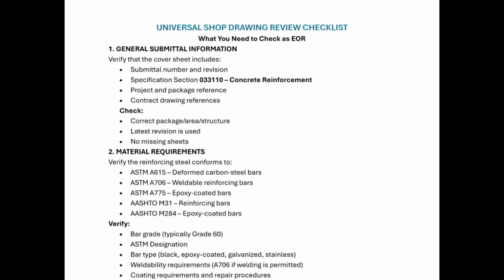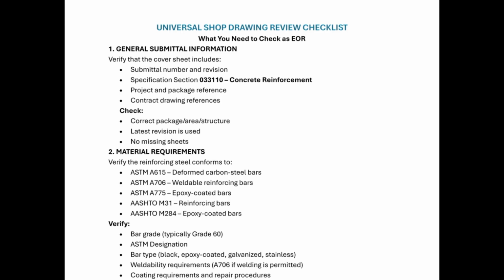Okay, this is another sheet which is more detailed. So what you need to check as an engineer of record: you should start with general submittal information. Verify that the cover sheet includes the submittal number and revision number. Also, the specification section. You need to check if there is project and package reference and the contract drawing references.